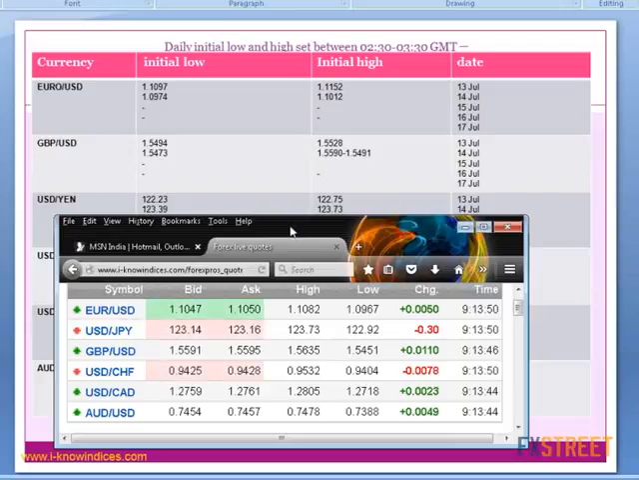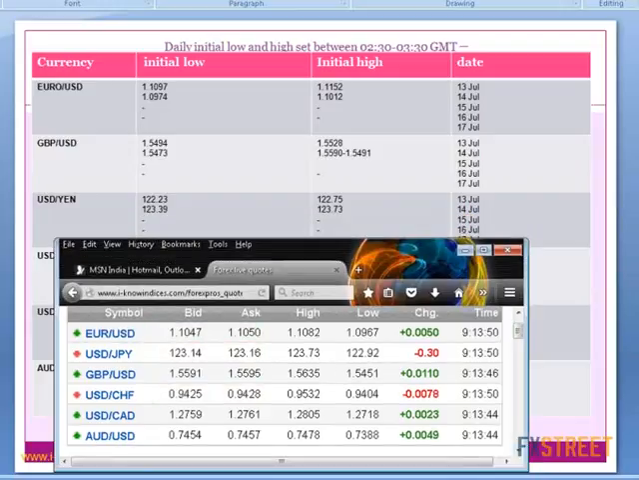Then in the case of USD-Yen, they came down below 123.39, which was the initial low, and came to 122.92, and they are holding around 123.14. After about 2 hours, they will start gaining the levels because already they have started reversing.